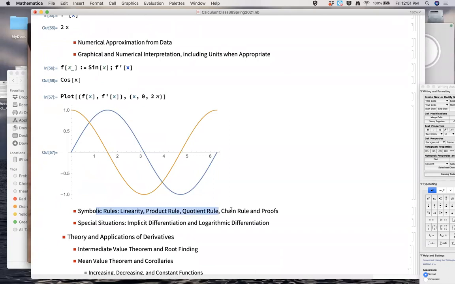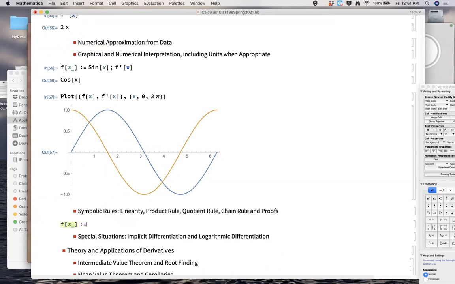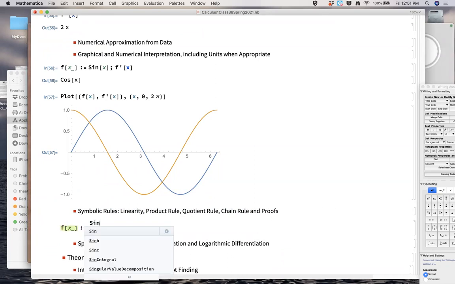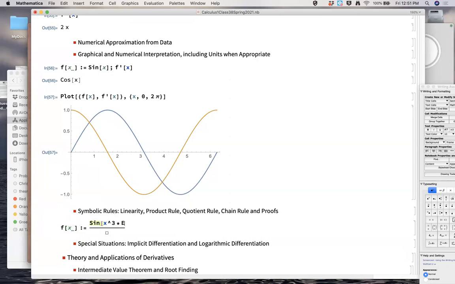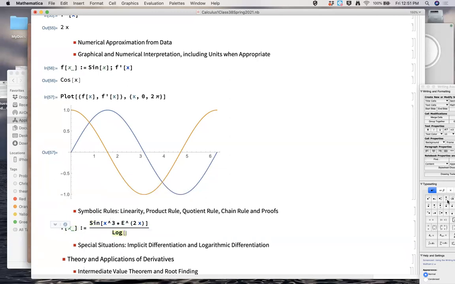Symbolic rules like linearity, product rule, quotient rule, chain rule are fundamental to the course. And when you really think about these things, they're pretty amazing. If you got a function like, say, sine of x cubed times e to the 2x, all divided by the log of cosine of tangent of x, that's a pretty crazy function. I have no idea what its graph looks like. I'm pretty interested. We'll look at it here in a second.